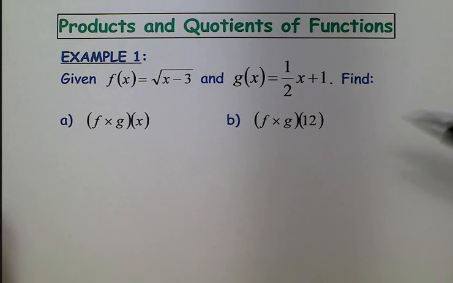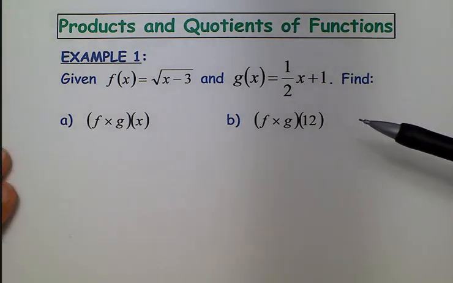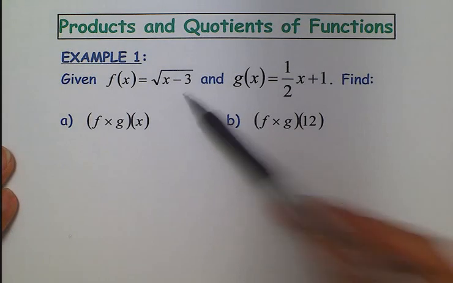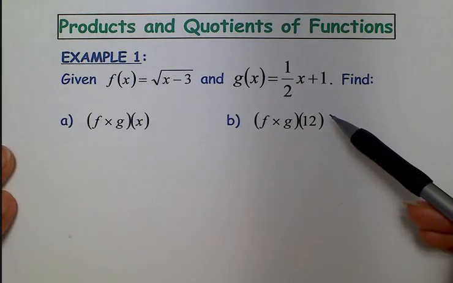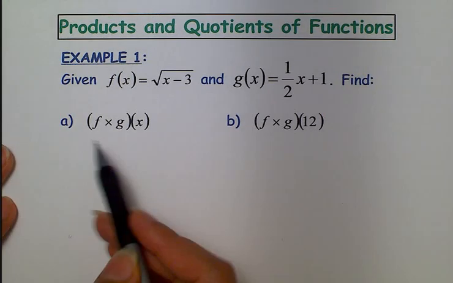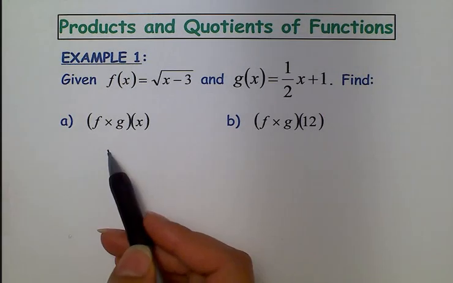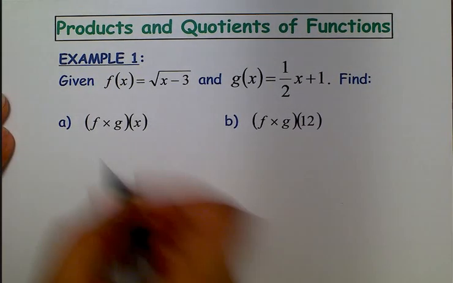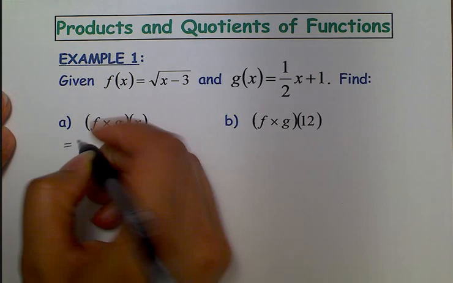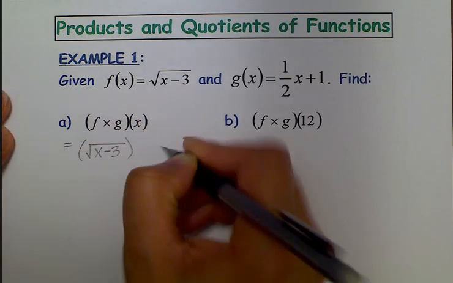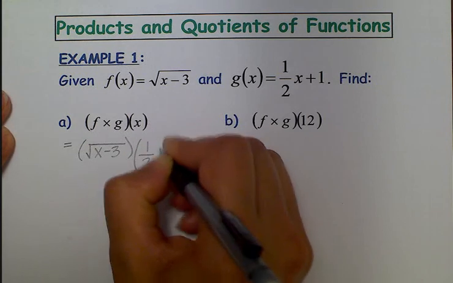We have given f of x equals the square root of x minus 3, so we have a root function here, and g of x equals 1/2 x plus 1, that's a linear function there. First we're going to find the product of the two functions, so we're looking at f times g of x. I'll start by multiplying the two functions together. So I have the square root of x minus 3 multiplied with 1/2 x plus 1.